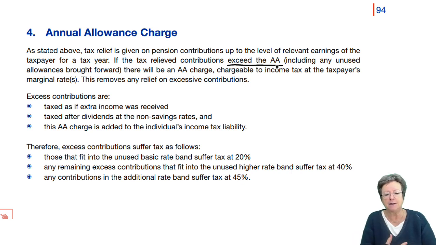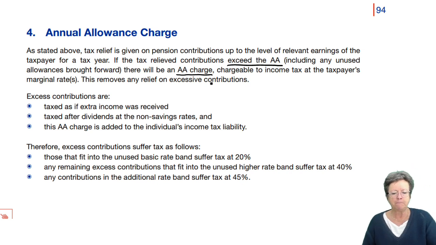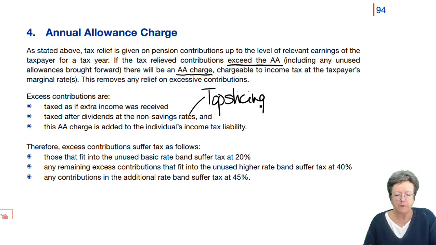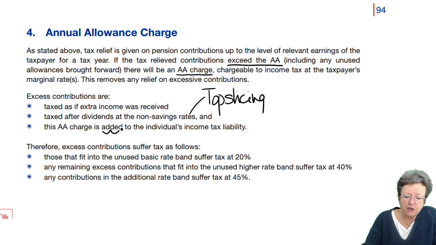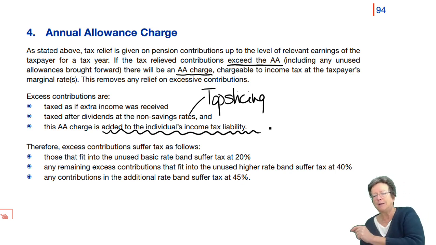If you exceed your annual allowance, which you can have tax relief on, then there's going to be what's known as an annual allowance charge. Okay. So excess contributions are taxed as if they were extra income, and they are taxed after dividends at the non-savings rate. So that is top slicing. This charge is added to your income tax liability. It doesn't appear in your income tax computation. It's added to your liability.